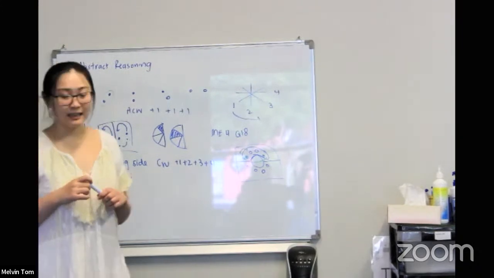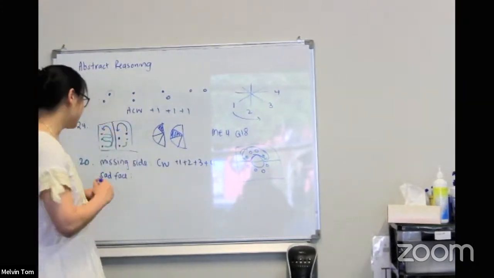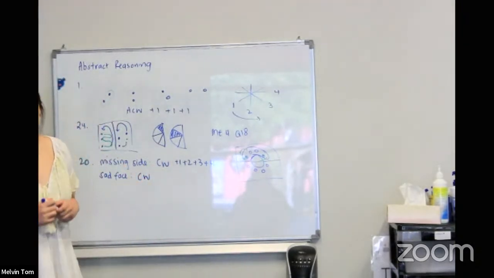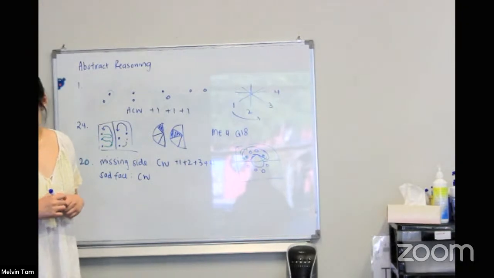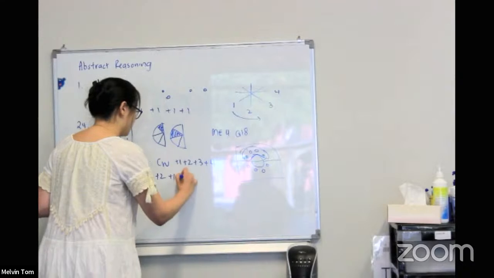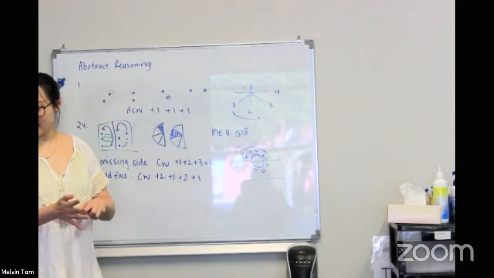Is it clockwise? Clockwise. Yeah. Okay. Clockwise. And how many each time? Plus 2, plus 1, plus 2, plus 1. You guys all agree? Yeah. So the next one should be plus 1, right? And then the answer is A.